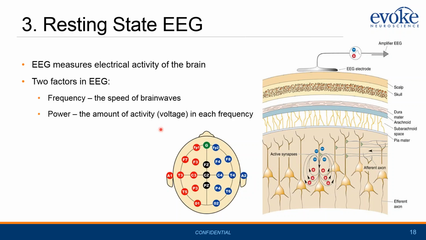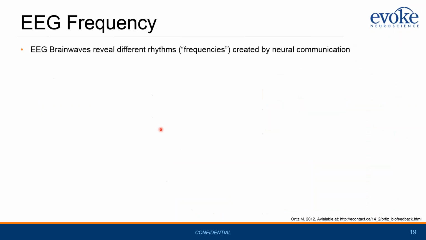Okay, so when we look at head maps, there are two factors we're really interested in. The first is frequency, the speed of brain waves, and the second is power, which is the amount of activity within each frequency. So what frequency do you have, and how much of that frequency do you have?